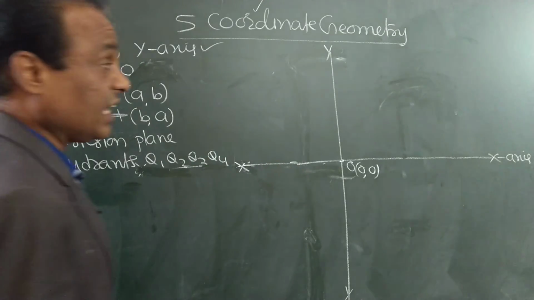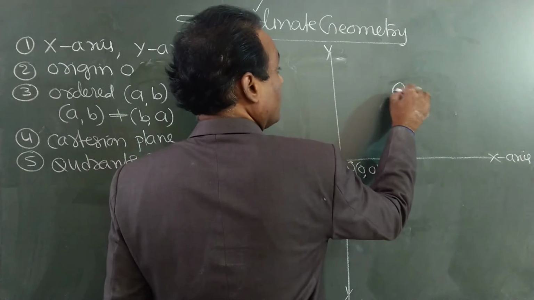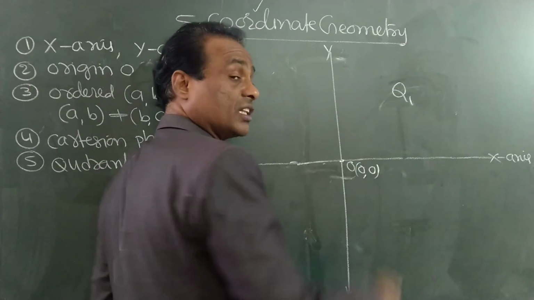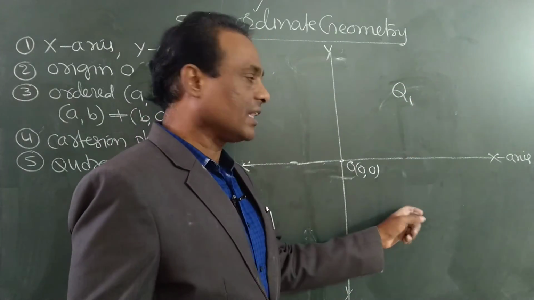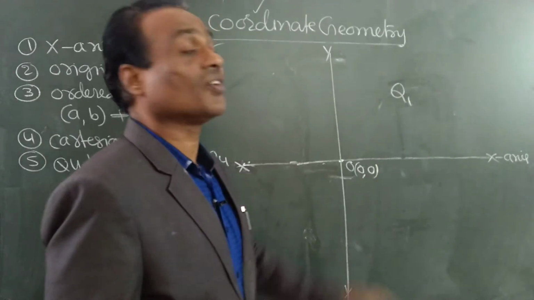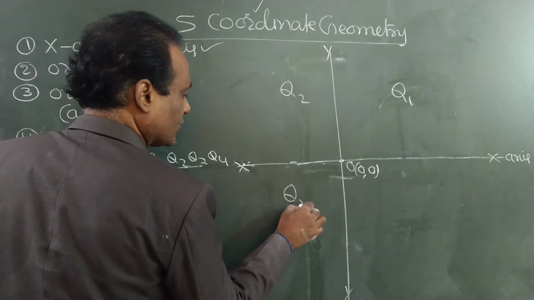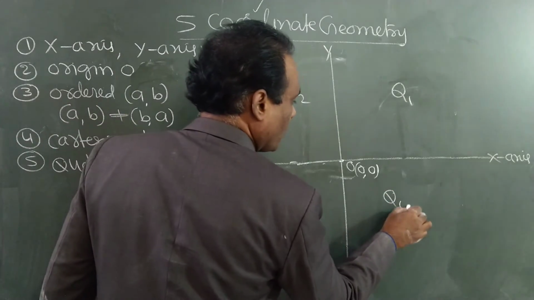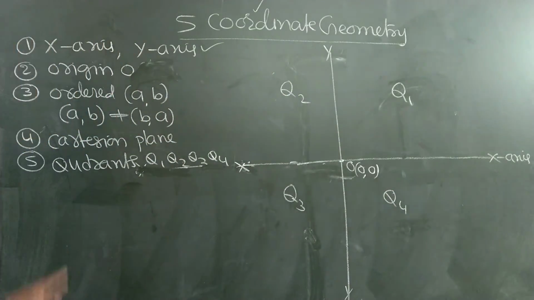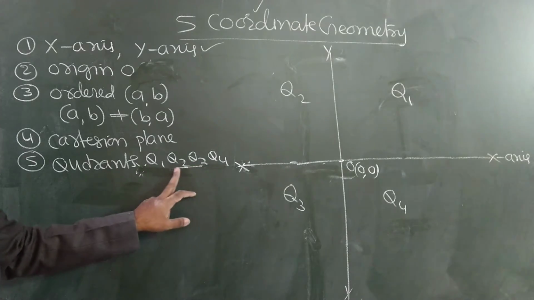4 parts. In these 4 parts, this is called first quadrant. We start counting the quadrants from here. You can't tell this as the first quadrant. This is called first quadrant. This is the second quadrant. This is the third quadrant. This is the fourth quadrant. Quadrants Q1, Q2, Q3, Q4.